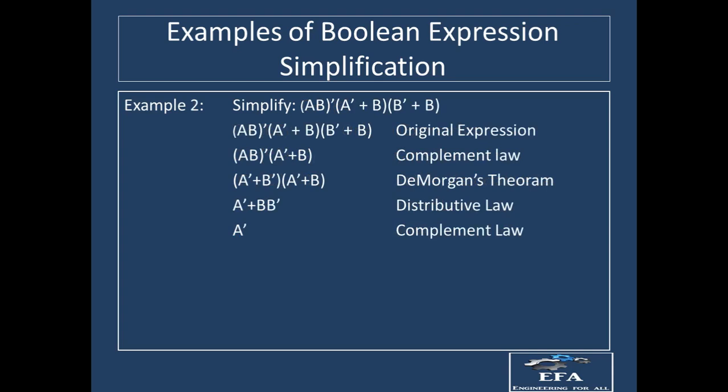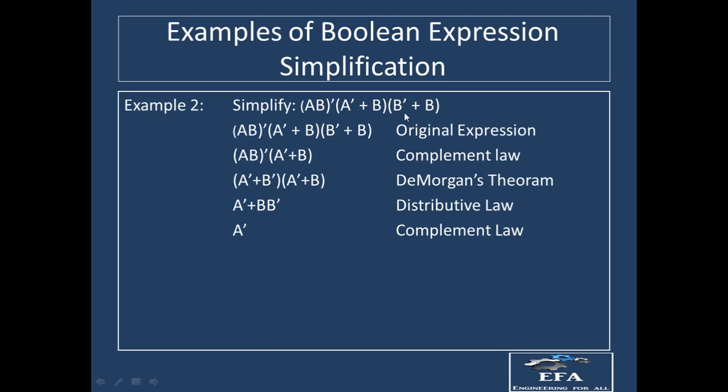Here we have (AB) whole bar, which is ANDed with A bar plus B, and again there is an AND with B bar plus B. You can see how many gates there are: two OR gates, three AND gates, and three NOT gates. So there are plenty of gates to implement if we use this expression.